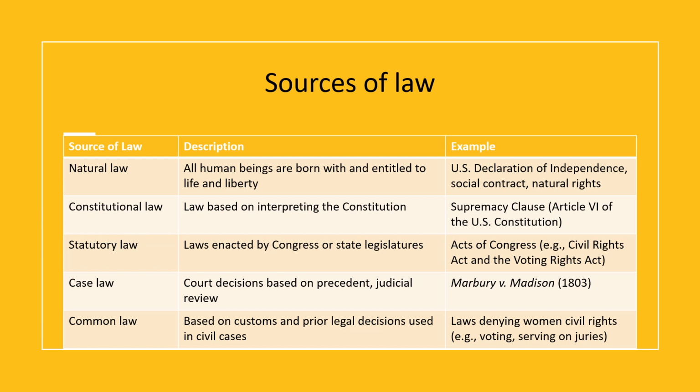With constitutional law, this is law based on interpreting the Constitution. This type of law is a situation where a court will decide what the Constitution means, and based on what the Constitution means, the precedent is set as to how that law will be enforced. So, for example, we see the Supremacy Clause as noted in Article 6 of the United States Constitution.